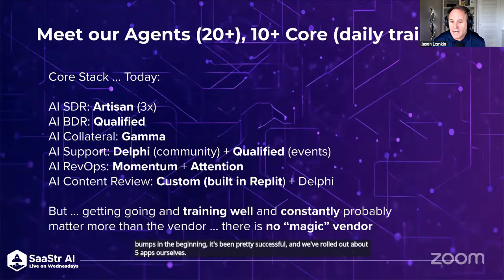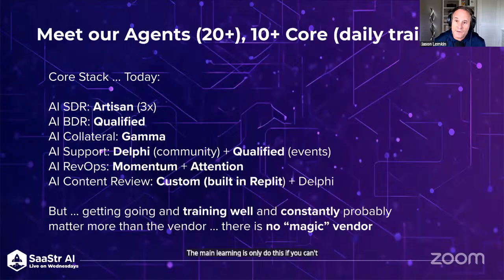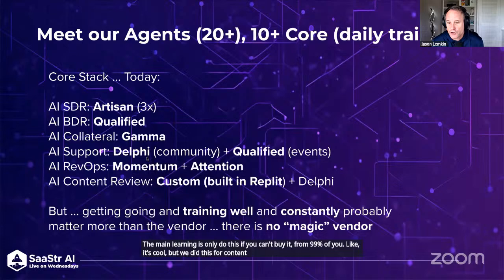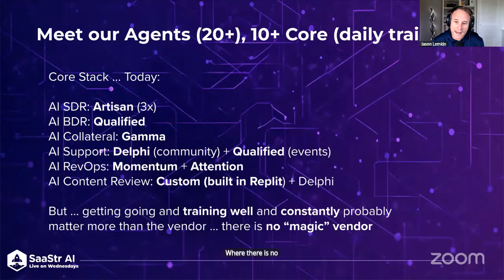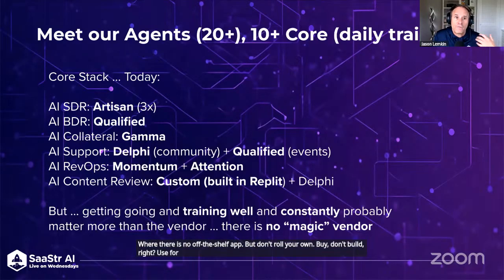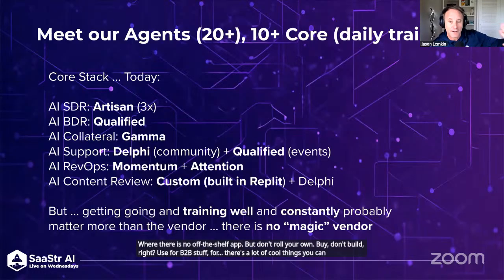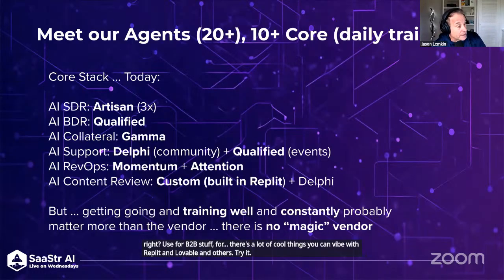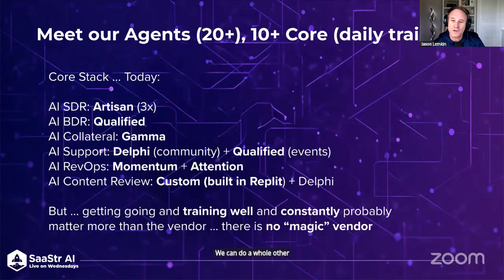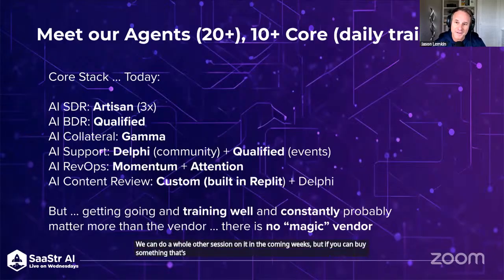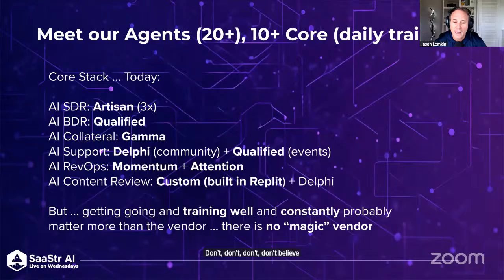The main learning is only do this if you can't buy it. Like, it's cool, but we did this for content review and other things, and we'll show you where there is no off-the-shelf app. But don't roll your own. Buy, don't build, right? Use for B2B stuff. There's a lot of cool things you can vibe with Replit and Lovable and others. Try it. We can do a whole other session on it in the coming weeks. But if you can buy something that's bulletproof, don't build it. Don't believe the hype. But most important, none of these names are as important as putting in the reps and the work.